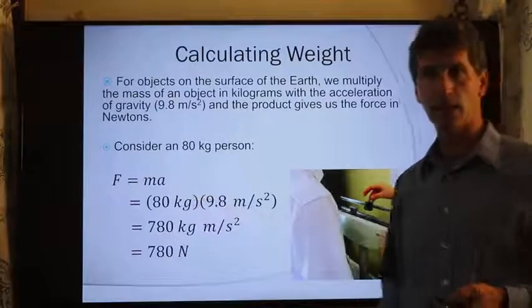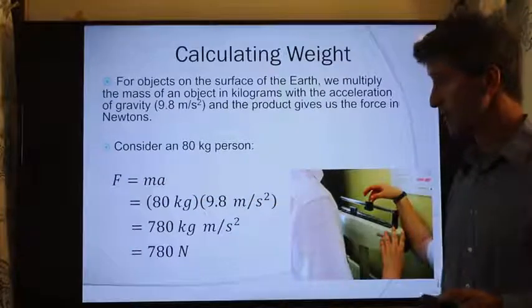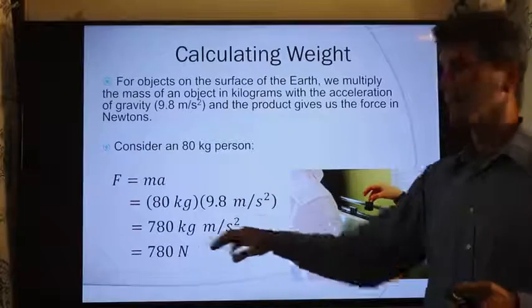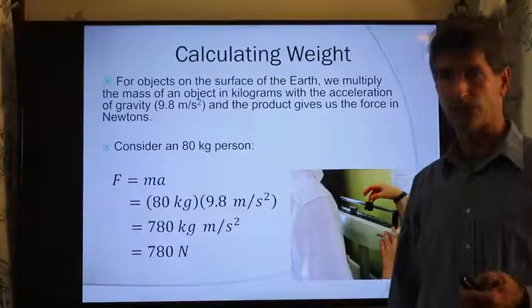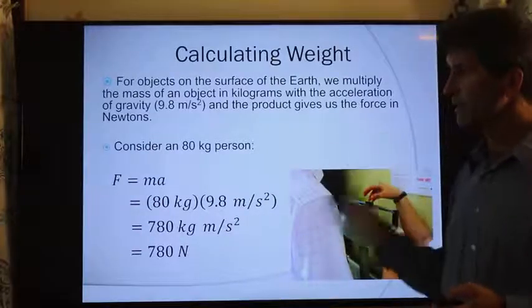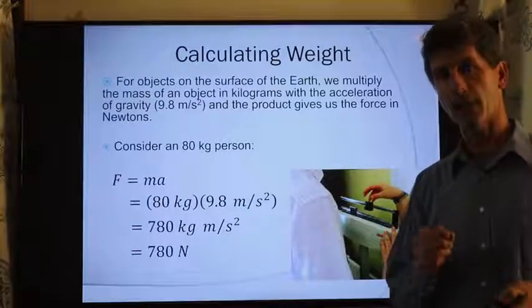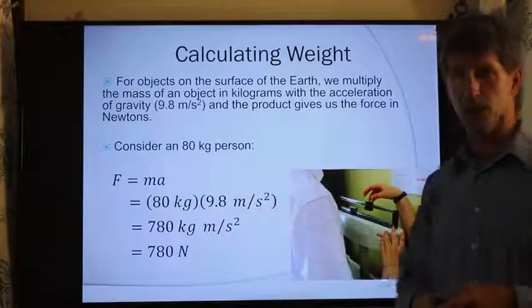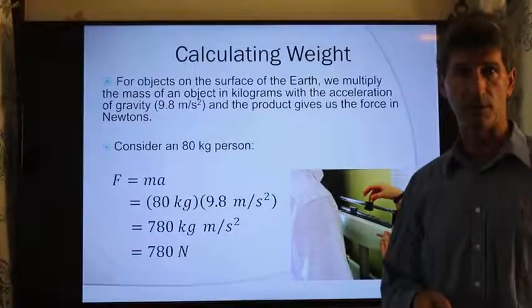Again, take an 80 kilogram person times the acceleration of gravity, 9.8 meters per second squared. How much does he weigh? About 780 newtons. So if you want to calculate the weight acting on a particular object, know its mass, and just multiply by 9.8 if it's on the surface of the Earth.